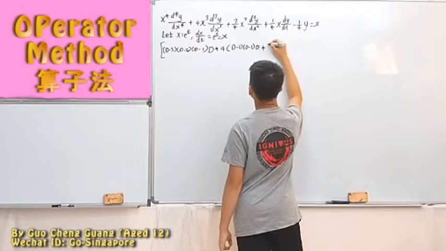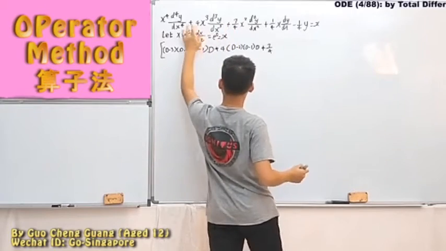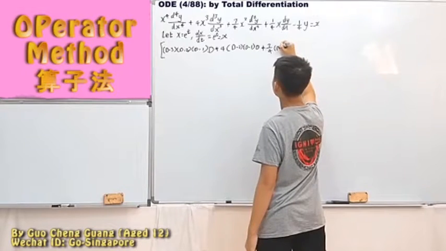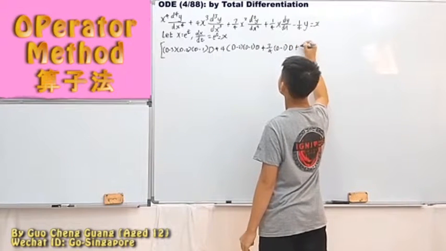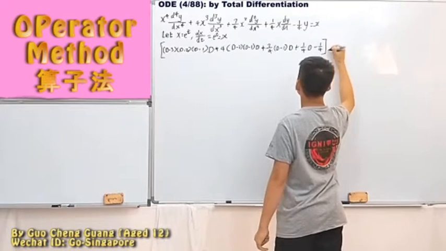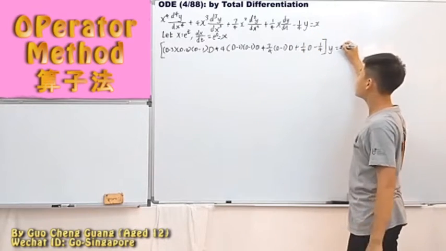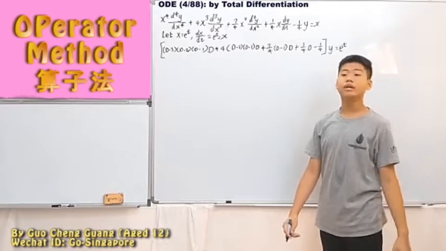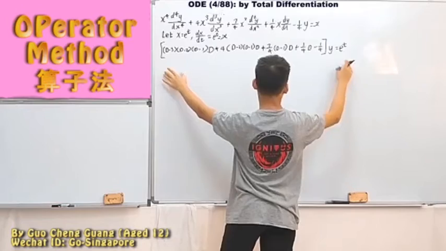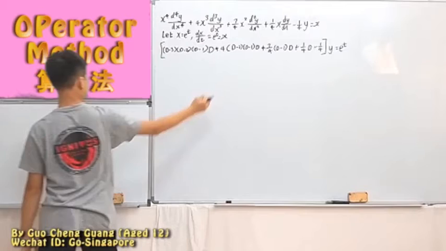Then after that, you also have to be aware that these coefficients in front, you cannot miss them out. And at the same time, this x will also have to be changed into e to the power of t. So that will be the form that we're having right now. First of all, we need to find what this part is.